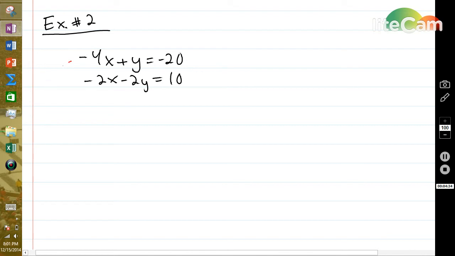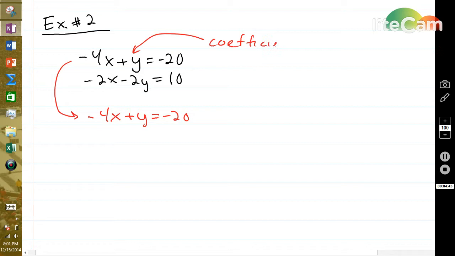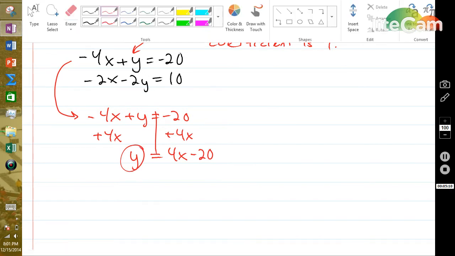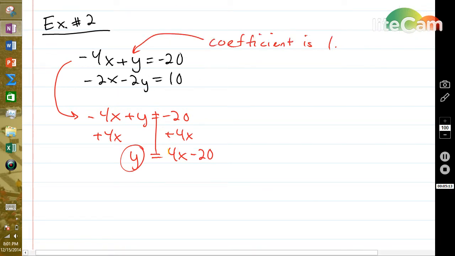So take the first equation and solve for y. And again, we are solving for y because the coefficient is 1. Now, this is optional. You can solve for any of them and still get the correct answer, but it's the least amount of steps when you choose the coefficient of 1. So to solve for y, we're going to add 4x to both sides. y equals 4x minus 20. And we have solved for y successfully.